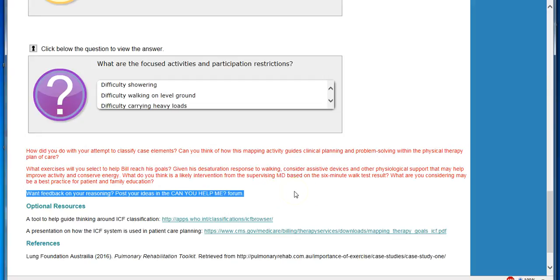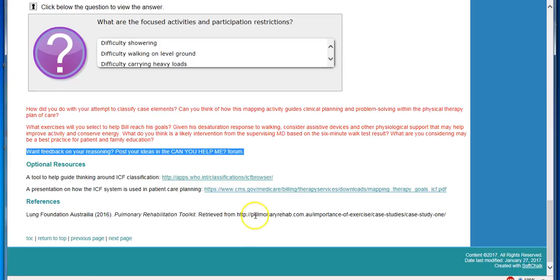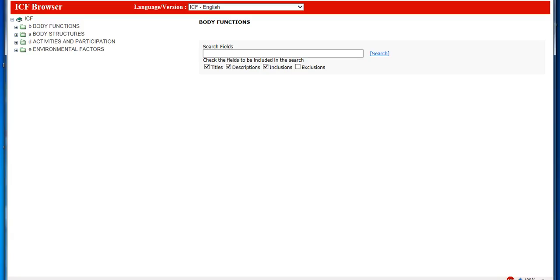Before you go, I do want to share with you a tool that I researched and wanted to share with you as something that you might use in your learning about the ICF model. So there is a tool that you can do by clicking on this link. I have it open in another window, so I'm going to go there. And this is called the ICF browser.